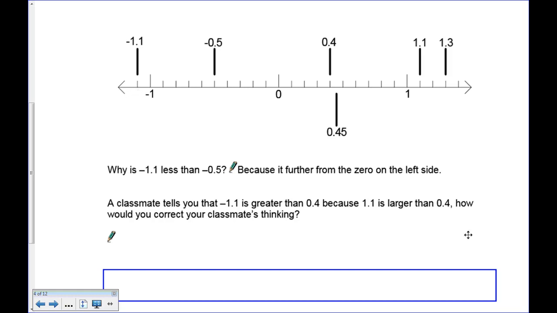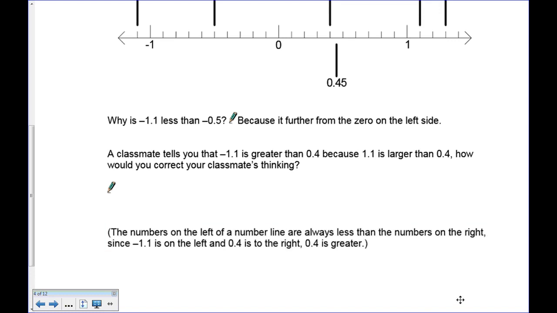All right, so this 0.4 is a positive. This one here is a negative. So there's your negative 1.1, and here's your positive 0.4. Since this one's on the right and this one's on the left, this one has to be greater and this one has to be less. Remember again, the farther left you go, the smaller the number is. The easiest way of thinking about it is the greater the negative, the smaller the number.